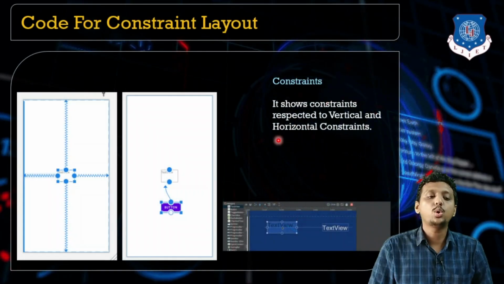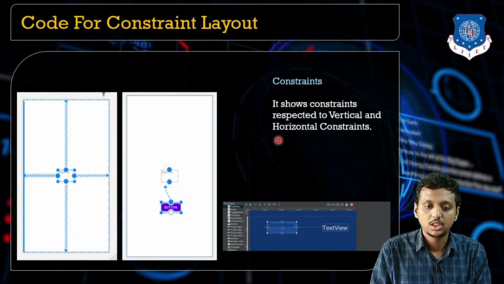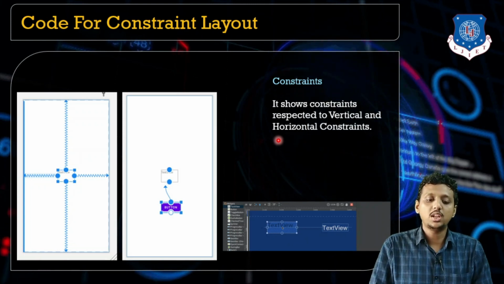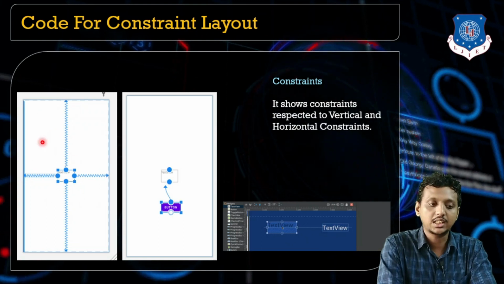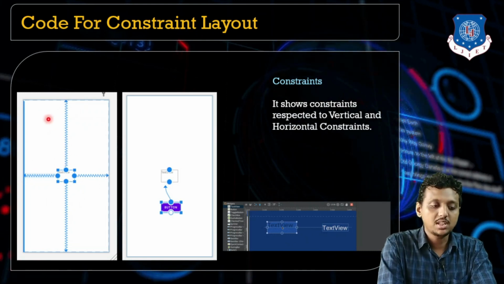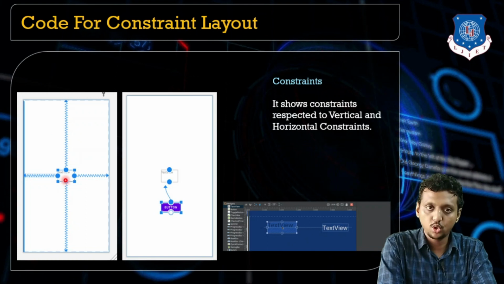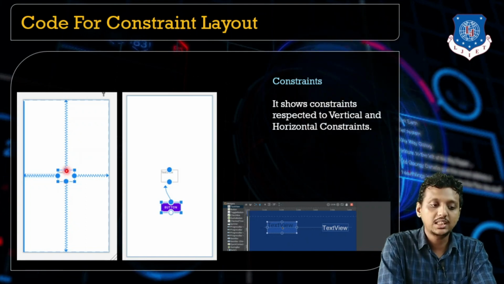Next, the code for the constraint layout. Okay. See students, what is actually happening over here, that first you just need to check out the set the constraint layout. So if I'm just going to drag and drop my text view over here, after that, you can see the anchor point.